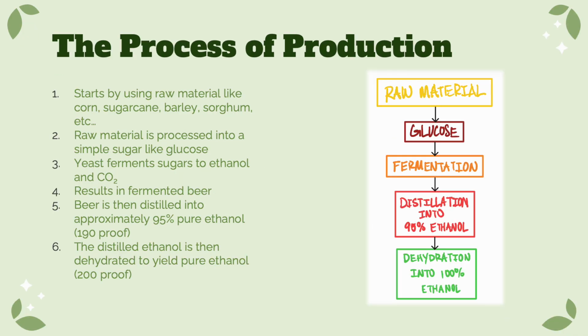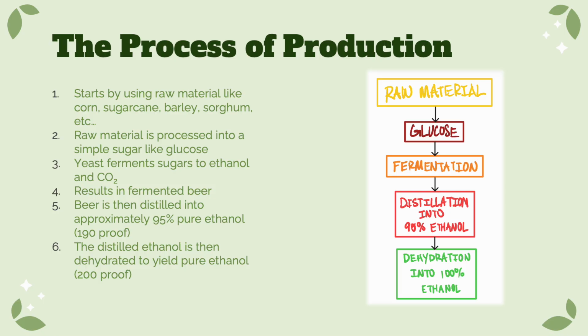So what is the process of production? Ethanol production starts by using carbohydrate-rich crops, which are first grown and harvested. This might be corn, which is typically used in the US, or it could be sugarcane, barley, sorghum, or other materials. This raw material is then processed into a simple sugar like glucose, and then we add yeast to start fermentation, which metabolizes the sugars into ethanol and carbon dioxide.